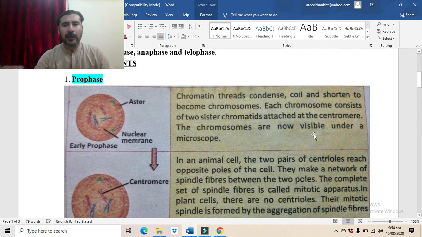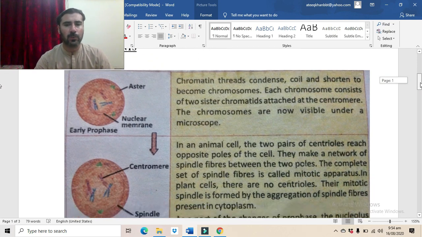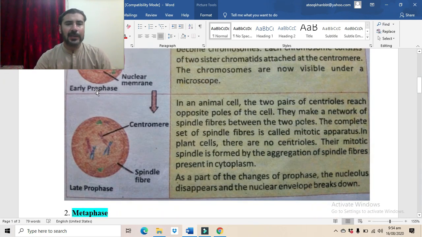The chromosomes are now visible under microscope because now the chromosomes are in condensed form. While on the other hand, in the interphase, which we have already studied, the chromosomes were in the form of chromatin network, and that was not visible under the microscope. But now it is visible under the microscope. Now we have studied the early prophase. Now what will happen in the late prophase?